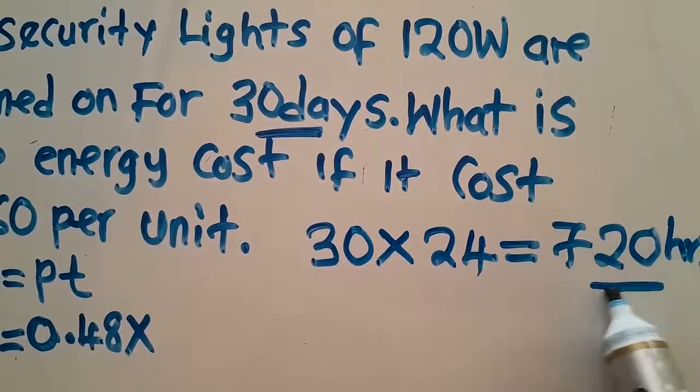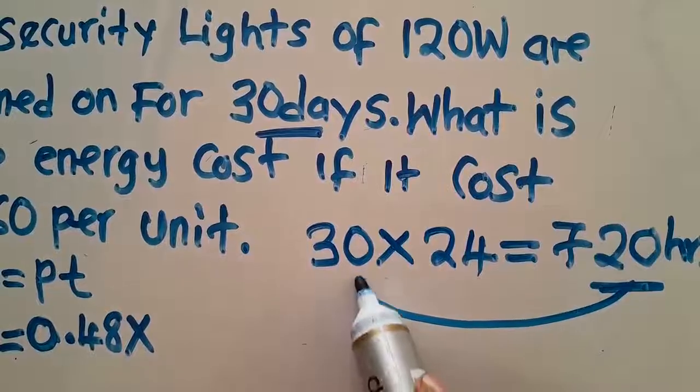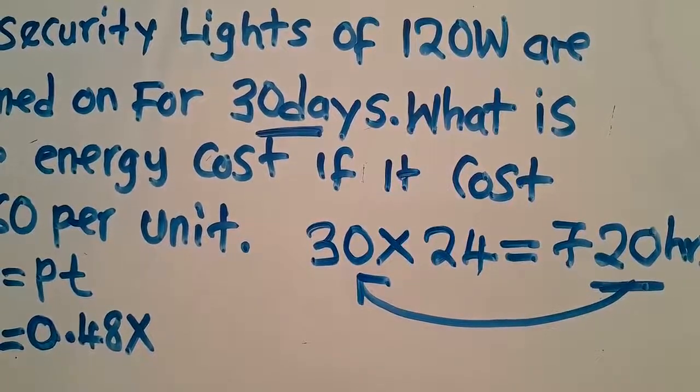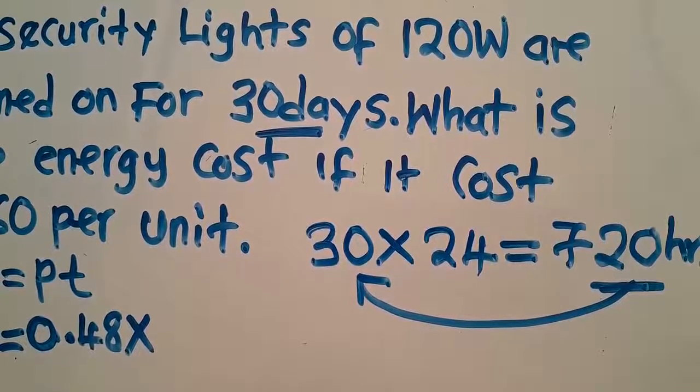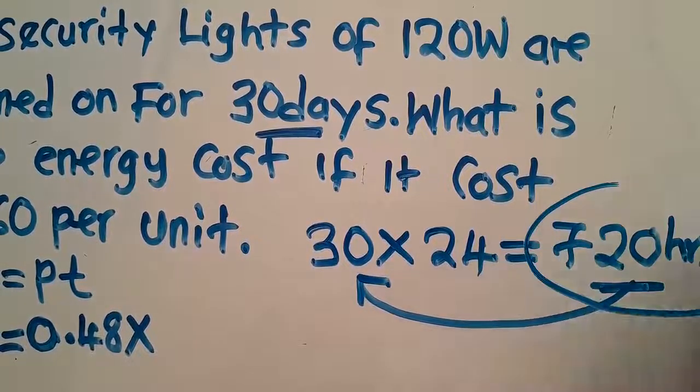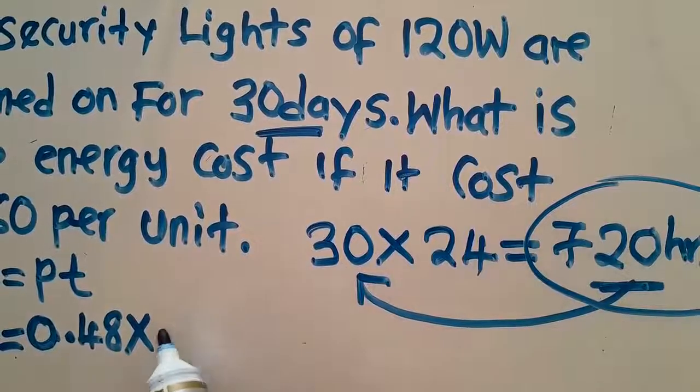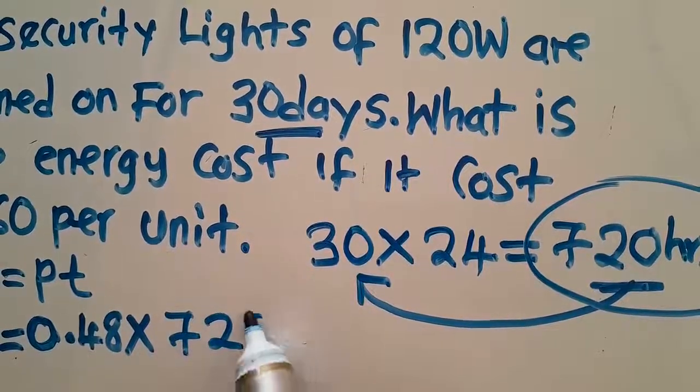So 720 hours is just the same as 30 days. I told you to convert days to hours. If it is 2 days, you say 2 times 24, that is 48 hours. So 48 hours is just the same as 2 days. So this is the number of hours, 720. So I put here 720.